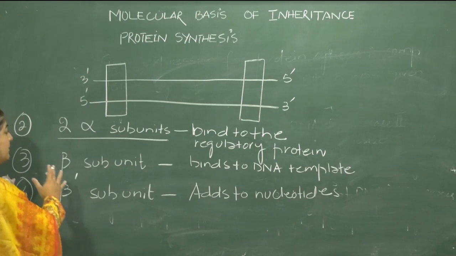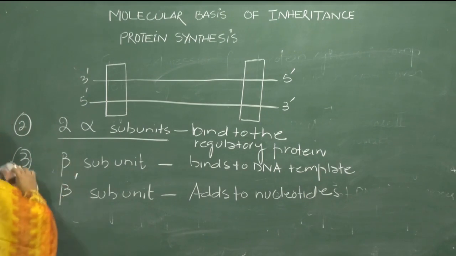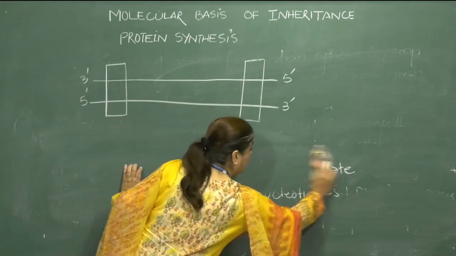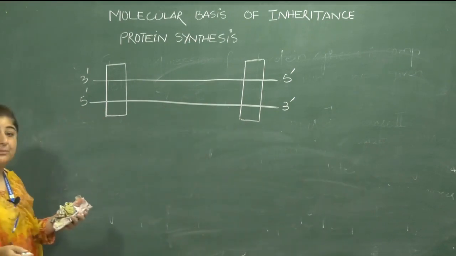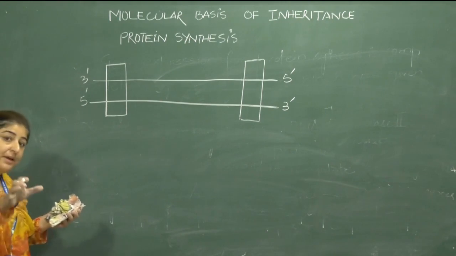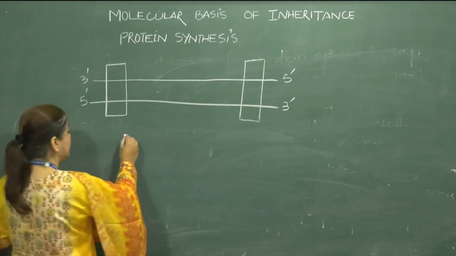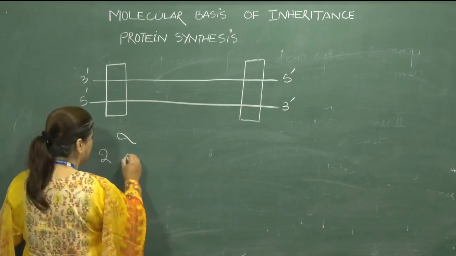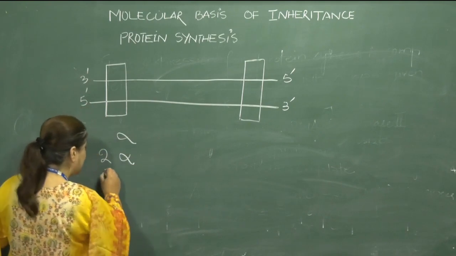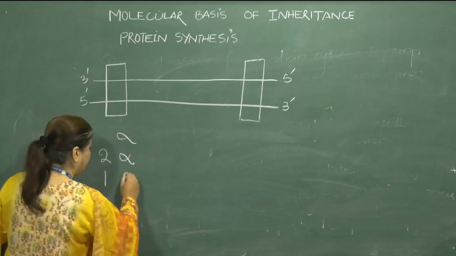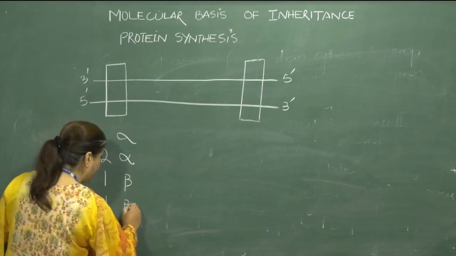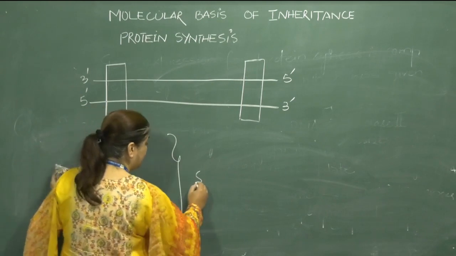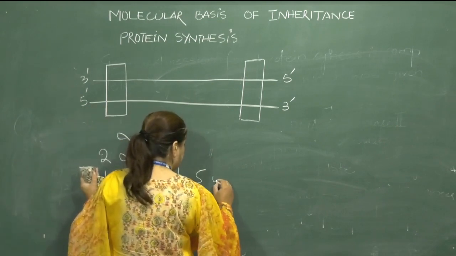Now, in general, the overall subunits that make the RNA polymerase are: a sigma factor, 2 subunits of alpha, 1 subunit of beta, and 1 subunit of beta dash. And if we see overall, they make 5 subunits.